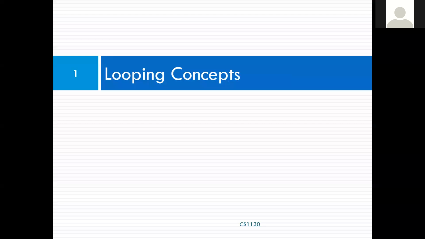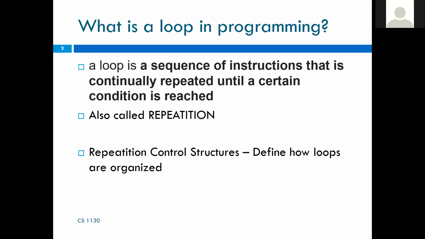Looping concepts. This is a concept in programming. What is a loop in programming? A loop is a sequence of instructions that is continually repeated until a condition is reached. Sometimes called a repetition. Now, when do you do repetition? For example, when you compute the sum, you repeat the addition. When you compute the factorial, you repeat the multiplication. So a loop is sometimes called a repetition.